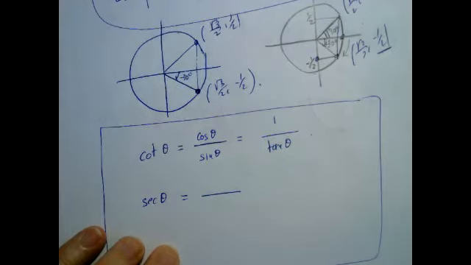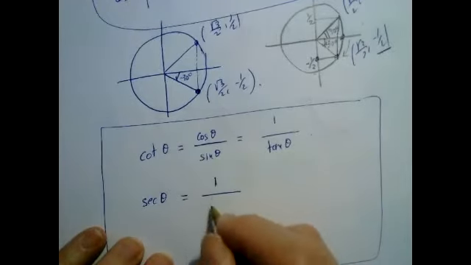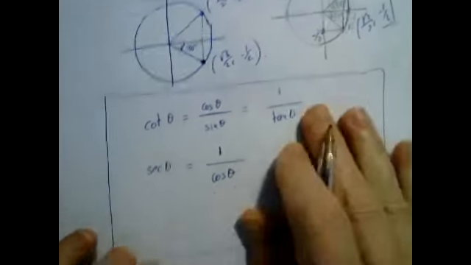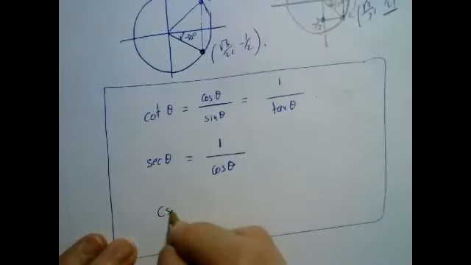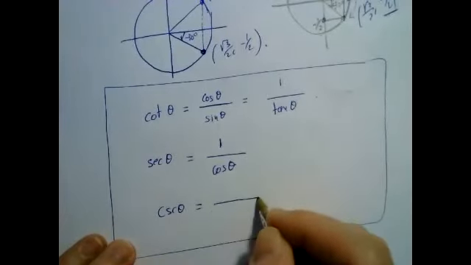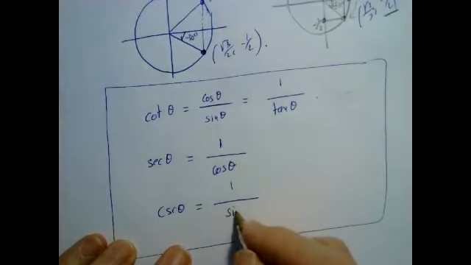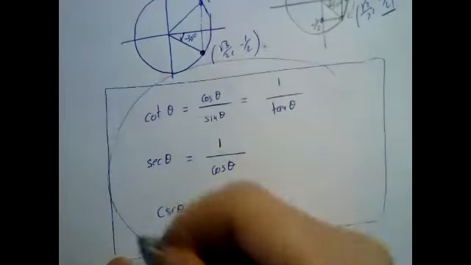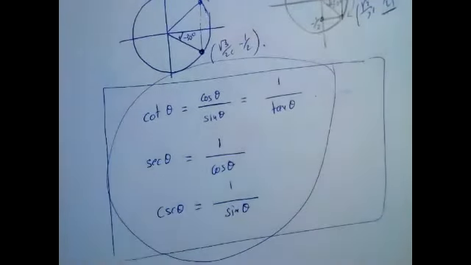Kishan, do you have anybody? What's the secant? 1 over cosine. 1 over cosine. And finally, what is the cosecant? 1 over sine. Crucial to memorize those. I know that you guys have the notes in front of you, but you have to memorize them. It's absolutely crucial for you.